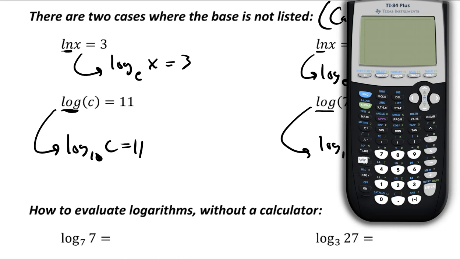Right here in a little bit, we'll talk about how to deal with the calculator when you're trying to approximate. Here's the log button, but that's going to assume base 10, and then right below it, ln for natural log assumes base e.